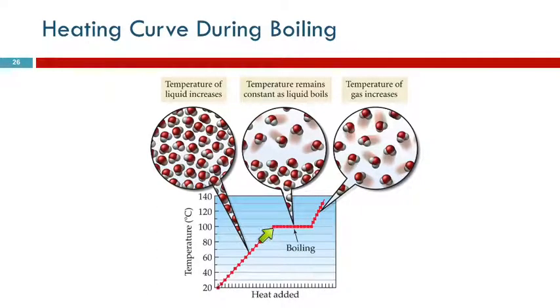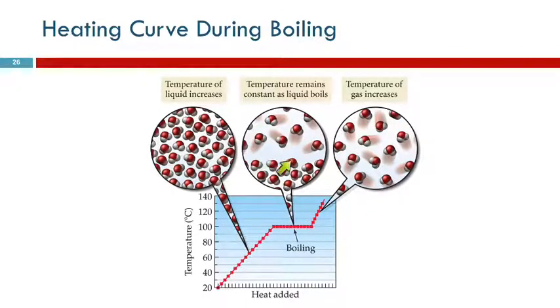So once we get up to 100 degrees Celsius, the vapor pressure of water is equal to atmospheric pressure. Bubbles will form inside the water and it boils, and it will more rapidly convert into the gas state. It will continue at 100 degrees Celsius until all the water has converted into the gas state.